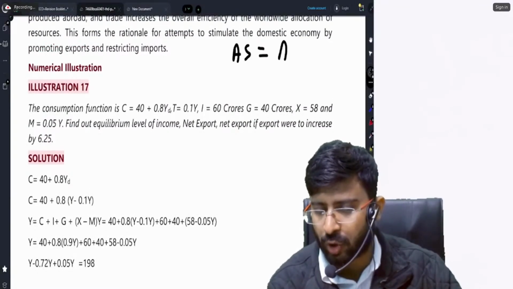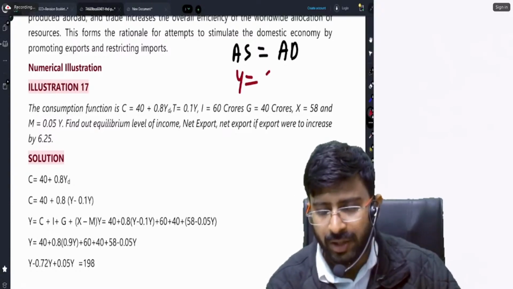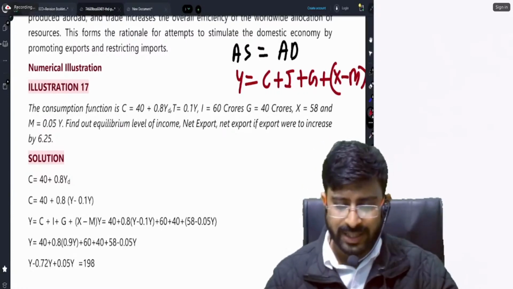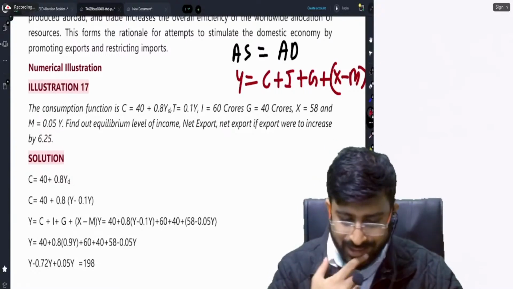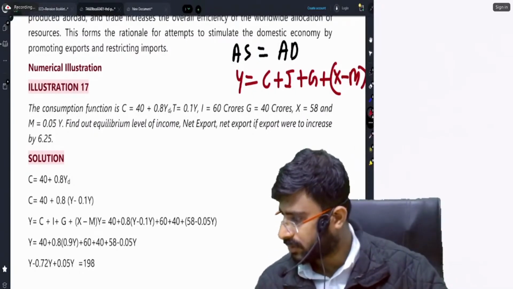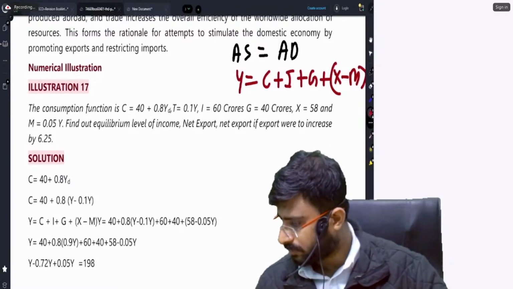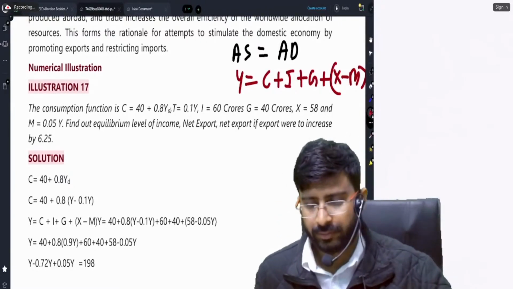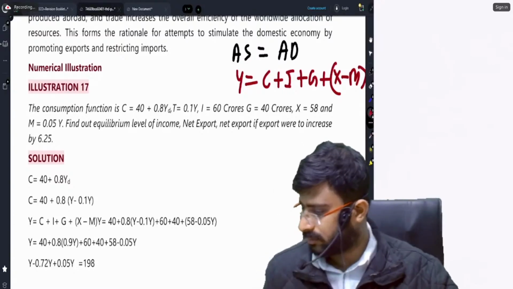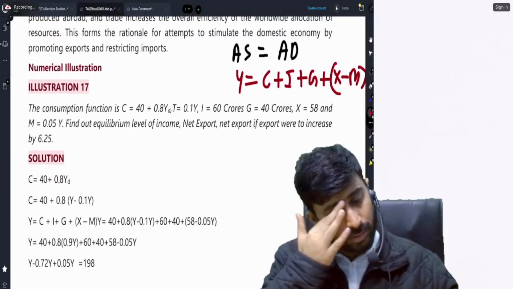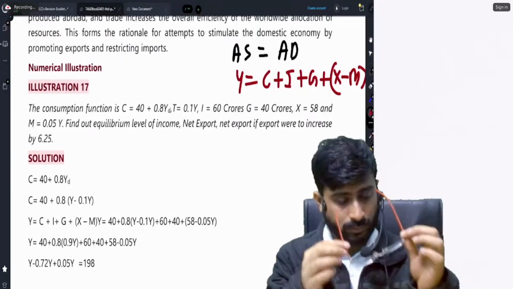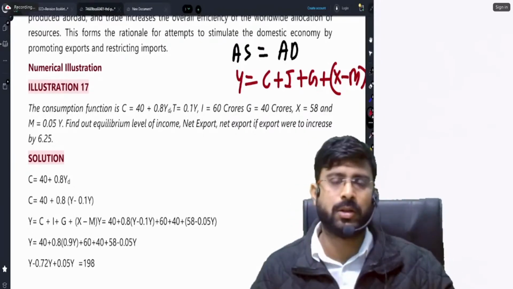And you all know in the four sector, AS equals AD, and AS is national income, AD is C plus I plus G plus net exports, that is X minus M. First, have you done this? Tell me, then I'll proceed. Come on, everyone. Let's go ahead.